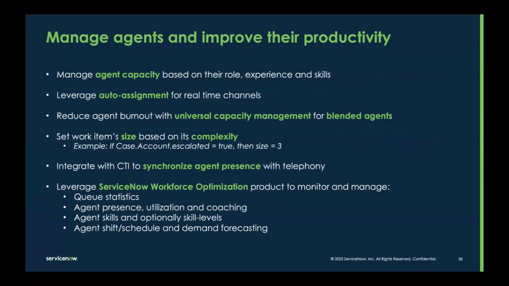Managing agents: manage their capacity based on their expertise, their role, their skills, etc. Wherever it makes sense, please do auto assignment. You can also use universal capacity management for your blended agents handling more than one channel at a given point in time. Universal capacity enables you to split their capacity across multiple channels and have just one bucket across all those channels. If certain items are complex in nature, use work sizing to size that work accordingly and manage the agent's utilization accordingly.